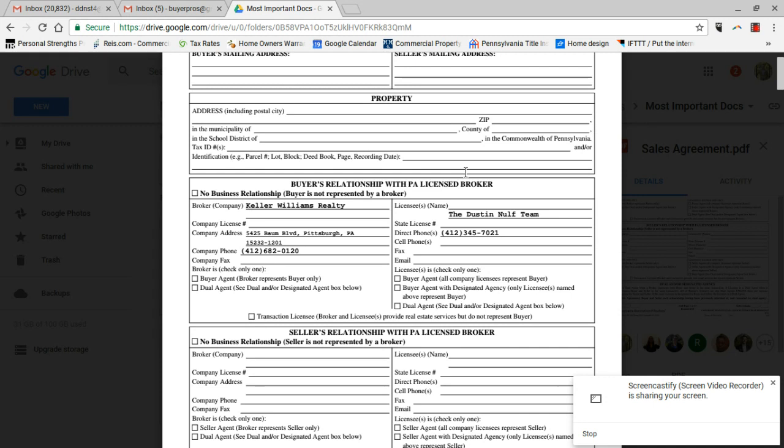You'll have agents that argue that the start date is the date on the top of page 2 where it says this contract dated. That is not the start date of the contract. The start date of the contract is the execution date.